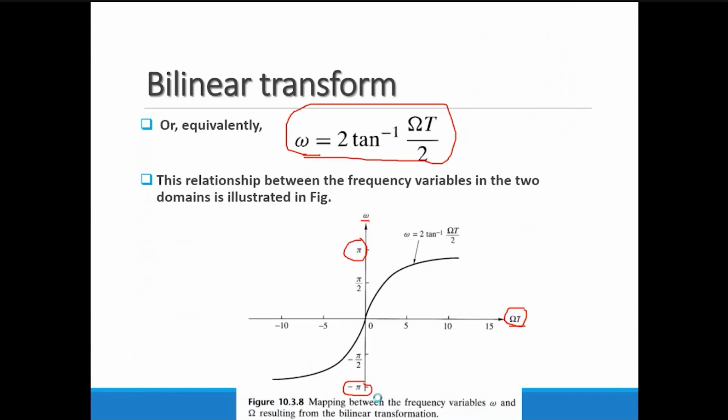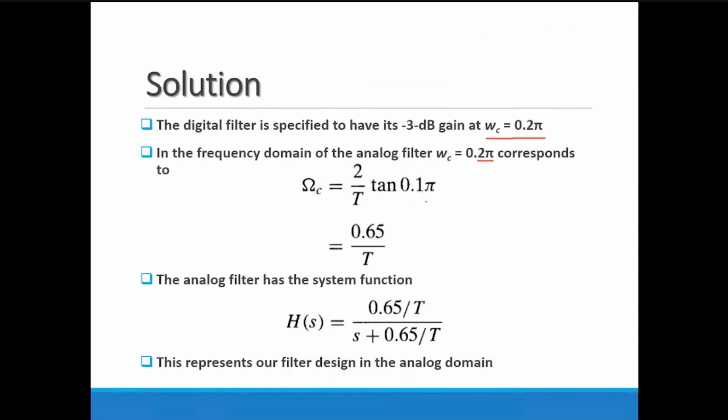So I am applying this equation over here. Omega_o is equal to 2 by T tan(omega by 2). So here omega is equal to 0.2 pi, so we are getting the value 0.1 pi. So when you simplify this, your answer will be 0.65 divided by T.